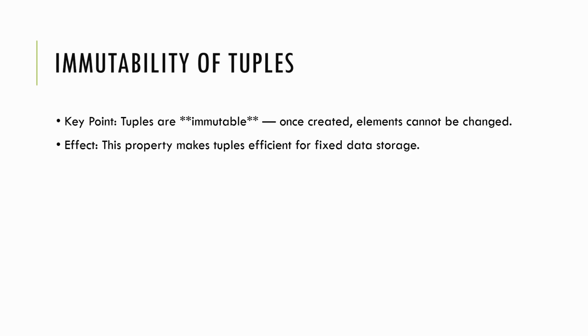One of the key characteristics of tuples is their immutability. Once a tuple is created, you cannot modify its elements. If you try to change an element like in a list, like my_tuple[1] = 4, it will raise a TypeError. This immutability makes tuples efficient for storing fixed collections of data.